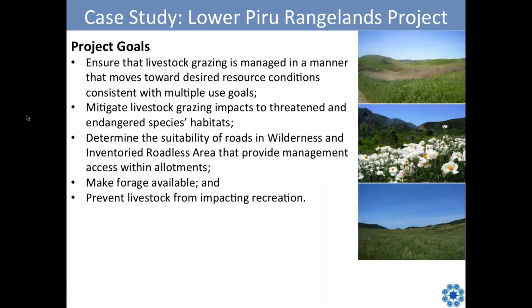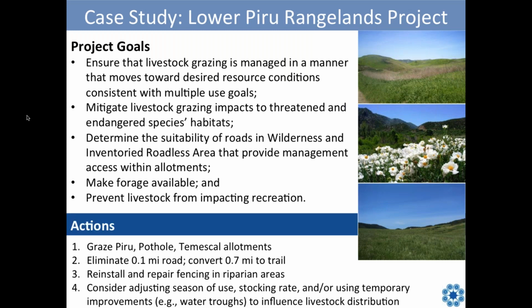The second example or case study that I want to present from that workshop is for the Lower Puro Rangelands project. This is a grazing allotment project. They have a number of different project goals. You can see here on the left things like ensuring that livestock grazing is managed in a manner that moves toward desired resource conditions, mitigating livestock grazing impacts to threatened and endangered species habitats, making forage available to livestock operators, things like that. And so they have a number of actions that were part of this particular case study.